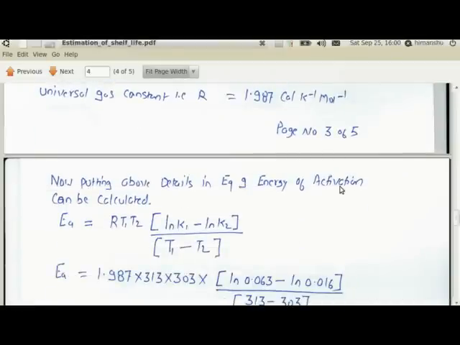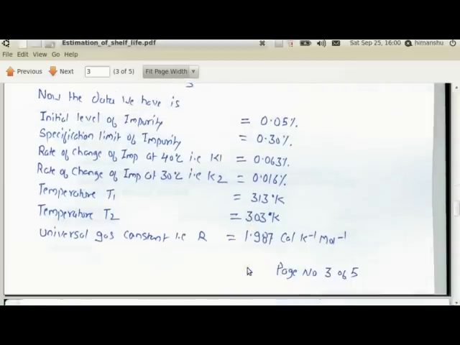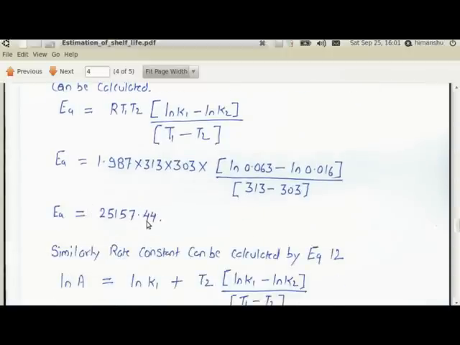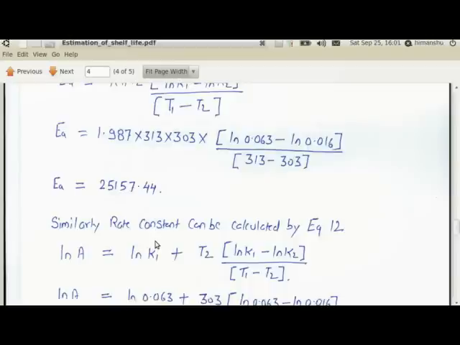Moving forward, now putting the above details in equation number 9. We had already seen equation number 9: EA is equal to R T1 T2 ln K1 minus ln K2 over T1 minus T2. Now we have all the values, so we equated them, and we got the energy of activation for the product, which is 25157.44.